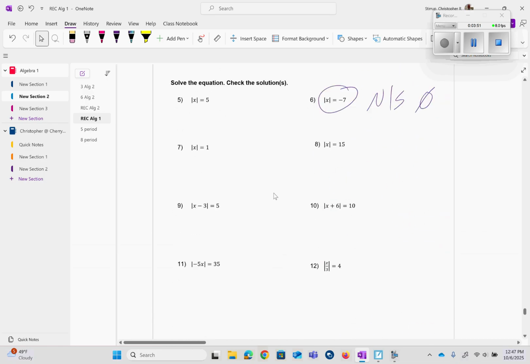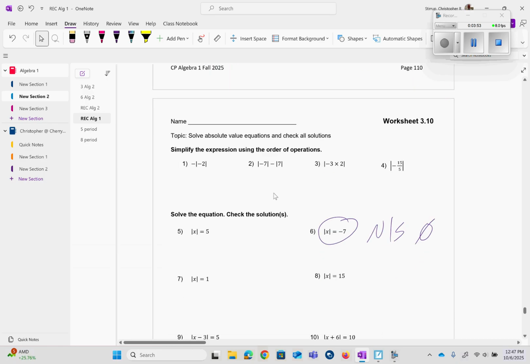So go ahead and try the rest of this worksheet. We will check this off tomorrow. That's 310 worksheet. Have a nice day.